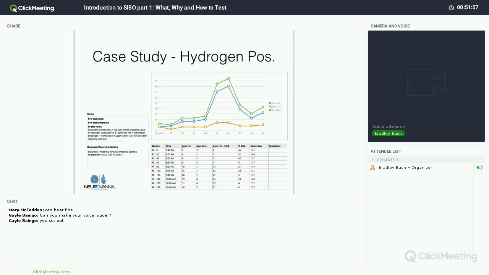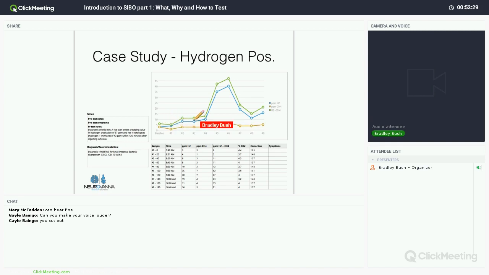This is where they fasted for 12 hours, woke up in the morning, collected their breath, and measured. That should be the lowest measurement collected in the ideal world. Then they drink their sugar substrate, whether it be glucose or lactulose, and then they collect every 20 minutes as that sugar goes downstream. In a perfect world, you would have very little activity for that first 120 minutes, and then a little spike in activity towards the large intestines.